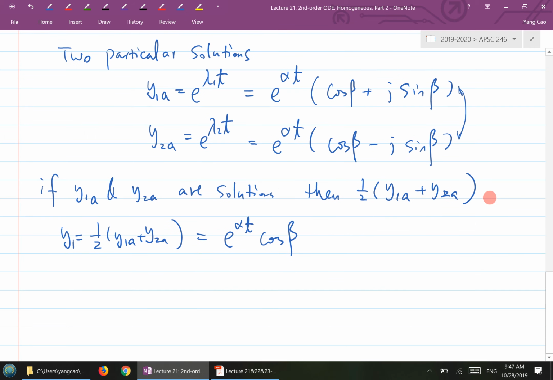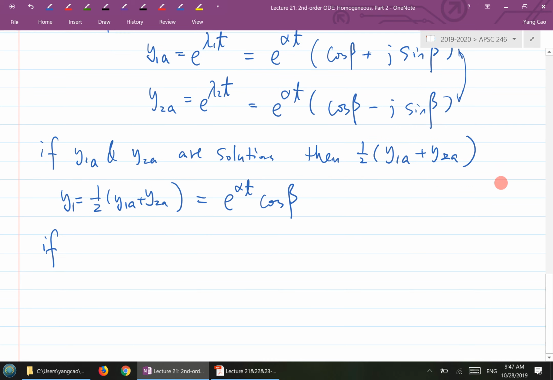That's making use of the theorem. Not enough, right? So when we form a general solution, we need two particular ones, y1 and y2, and y1 and y2 have to be linearly independent of each other. So what else can we do?